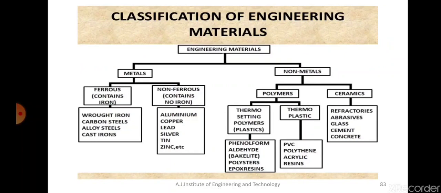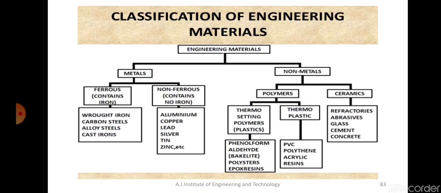This is the major classification of engineering materials. This is something that you need to know. Engineering materials are very broadly classified into two types. What are those? One is metal and the other one is non-metal. Under metal, they are classified again into two types: one is ferrous material and the other is non-ferrous material.